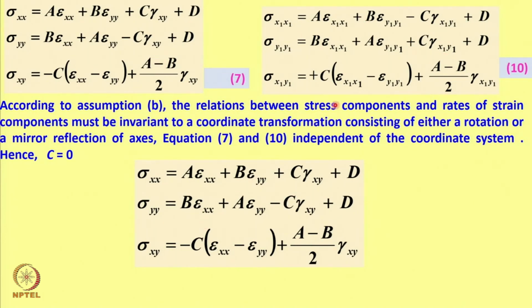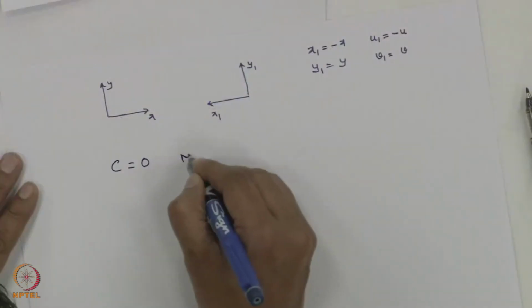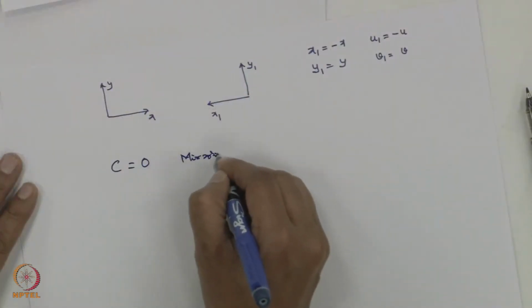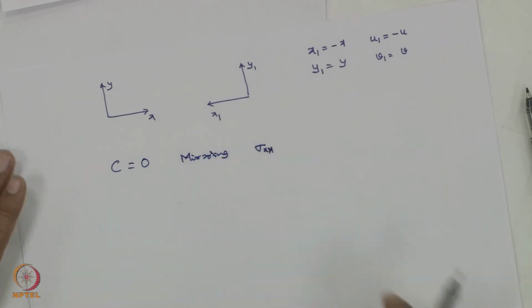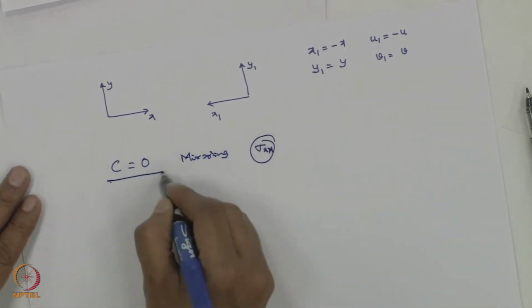But you see here, if you just see here, plus c, minus c, minus c, plus c. So it is not possible. Here minus c, plus c. So it will be same only when these two equations 7 and 10 will be same only when c is equal to 0. So that is one thing for while mirroring. If sigma x1 sigma xx has to have same coefficient, your c has to be 0.